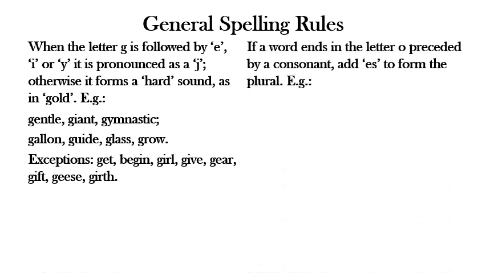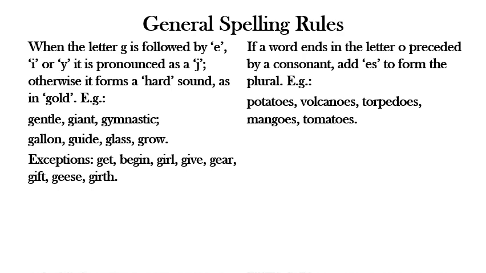Now, if a word ends in the letter O preceded by a consonant, add ES to form the plural. Now here are some examples. You see that? Potato, it's the letter O preceded by a consonant, so you add to that ES. Right. Volcanoes, O preceded by the consonant N, you add ES. Torpedoes, O preceded by the consonant D, ES. Mangoes, O preceded by the consonant G.